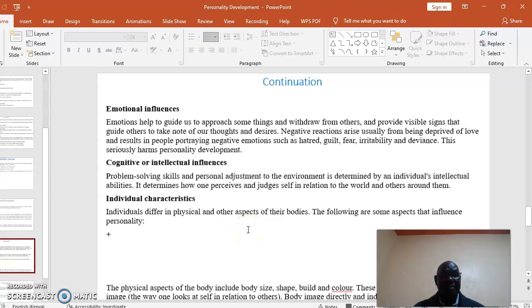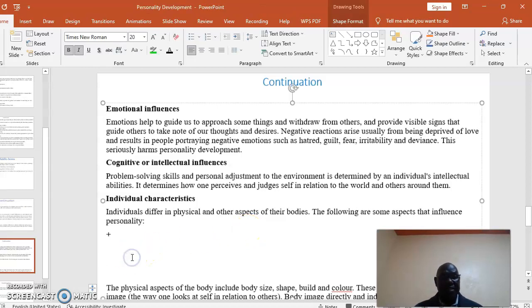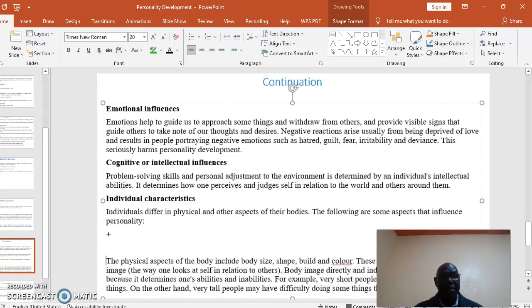Individual differences is also another very strong influencer of personality development. Individuals differ in physical and other aspects of their bodies. The following are some of the aspects that influence personality. The physical. The physical aspects of the body include the body size, build, and color.